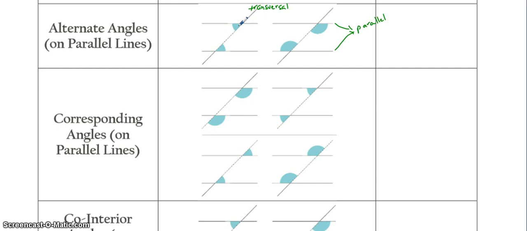Alternate angles are in between the two parallel lines, but on opposite sides of the transversal. We usually call this the Z pattern. Your Z pattern can look forwards, backwards. Sometimes it looks a little funky like this, so stretched out, but it's in between the two parallel lines and on opposite sides of the transversal. And that relationship has equal angles.